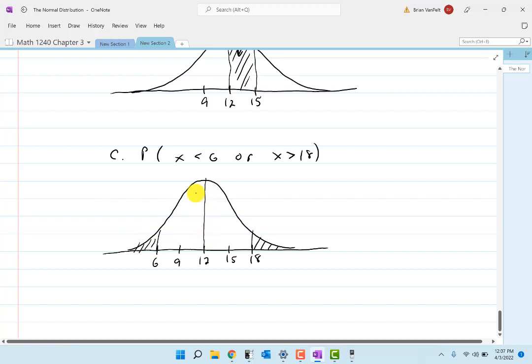Now let's take a look at what we have in these chunks here. We know this is 34%. We know this is 13.5%. So stop right there. This whole side on the right is 50%. So since these two pieces add up to 47.5%, that means this is 2.5%. Well, I have a piece here, and I also have a piece here. So 2.5%. So the probability of this is going to be 2 times 2.5%, or just 5%.